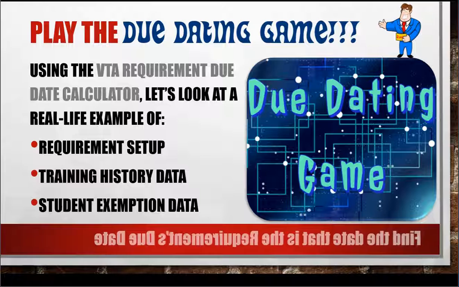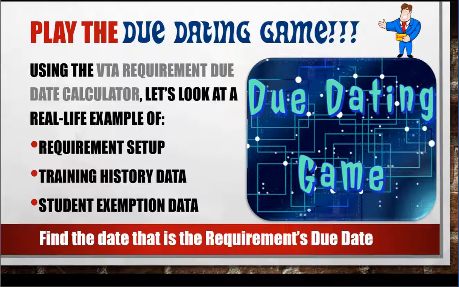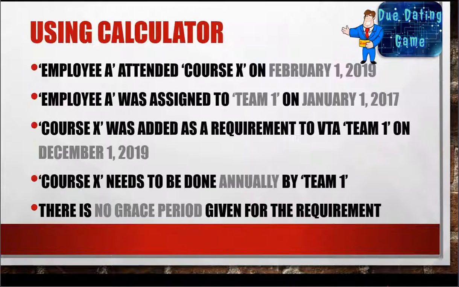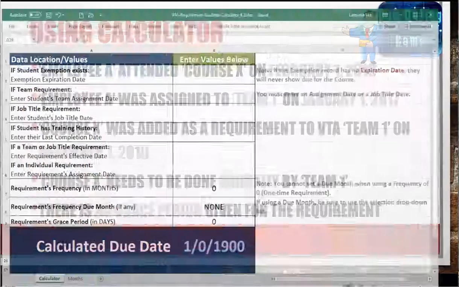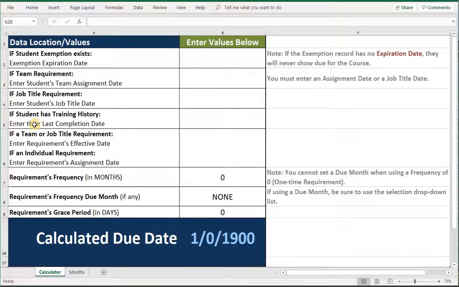This is where we're going to use the requirement due date calculator and look at a real-life example of the requirement setup, looking at their training history and their student exemption data. We want to find the date that is the requirement's due date. Using the calculator, we're going to want to enter in the dates that we know according to the facts that we have. The first thing we know is that the student attended the course on February 1st, 2019. If I bring up the calculator, they have completion on February 1st, 2019.